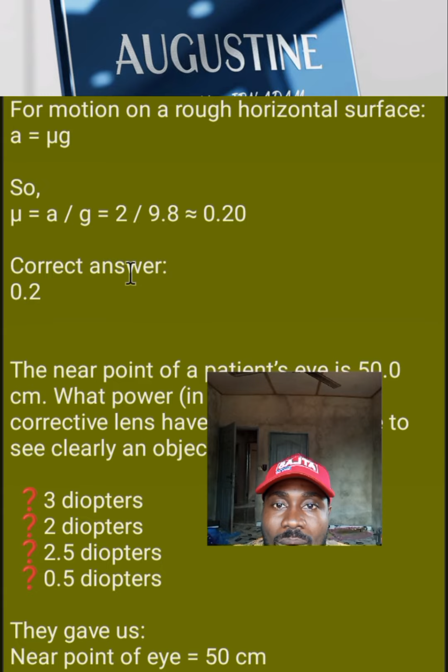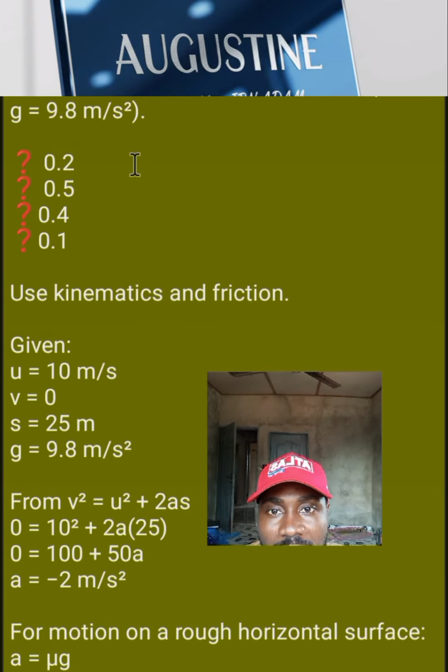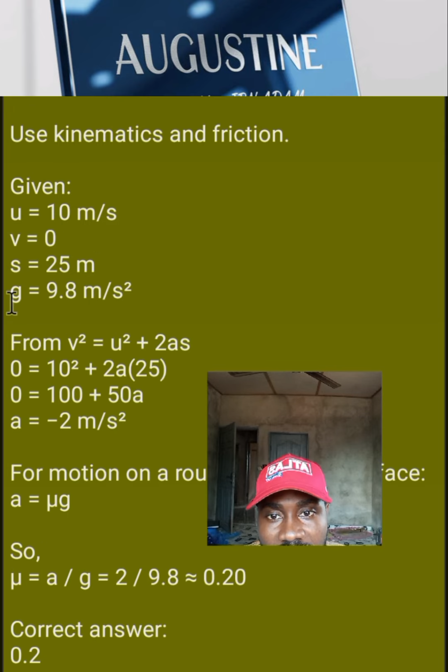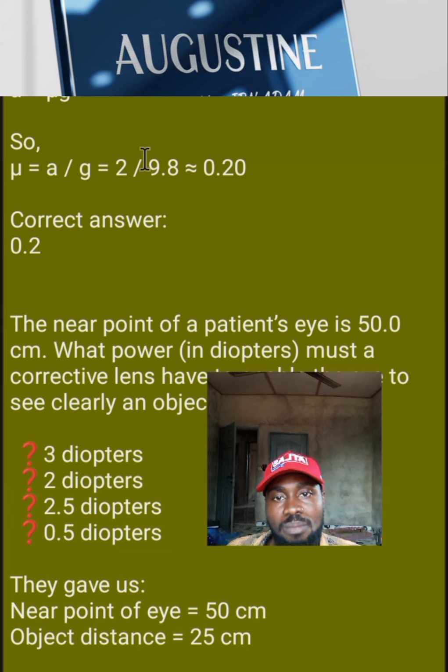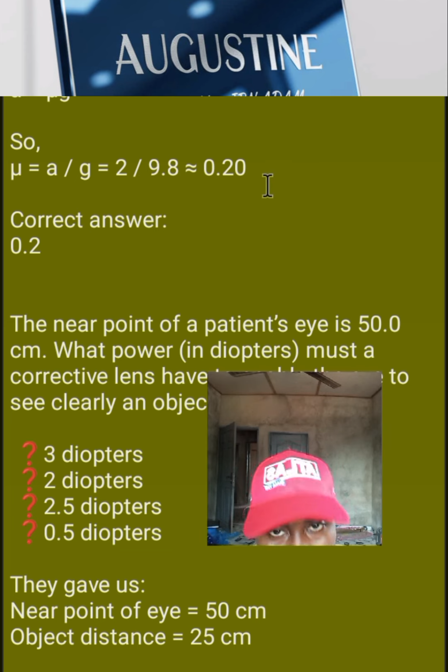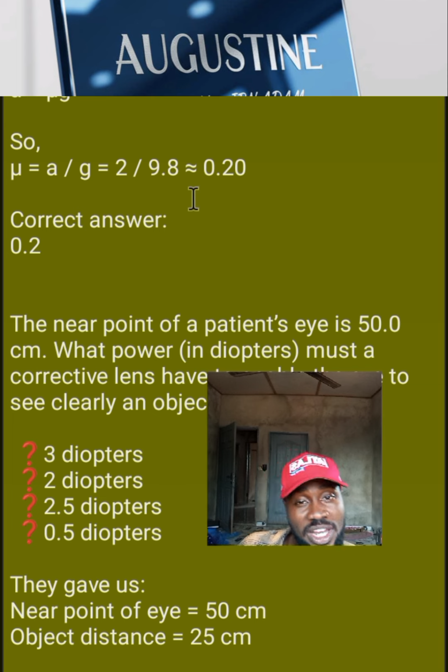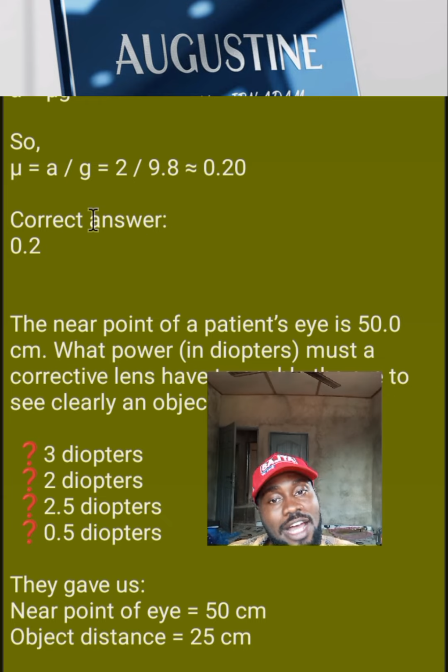What do we have for our acceleration? Our acceleration is minus 2, the one you see here. So minus 2 over 9.8, which is the acceleration due to gravity they gave us, 9.8. You remember? See it here. So when we solve minus 2 over 9.8, it will give us 0.20. 0.20 is the same thing as 0.2. So the correct answer is 0.2.